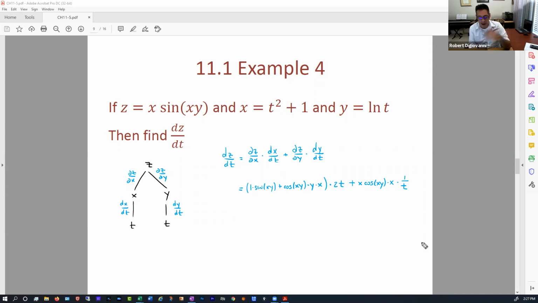Now, on your exams, I would accept that as an answer. Okay, that would be okay. But if you wanted to, you could get everything in terms of t now. That means you would have to go in and replace all your x's with t squared plus 1, and all your y's would be replaced with natural log of t. And then everything would be in terms of t. You don't need to do that, that's what I'm saying, but you need to be aware that that's how you would get everything in terms of t only. Any questions?